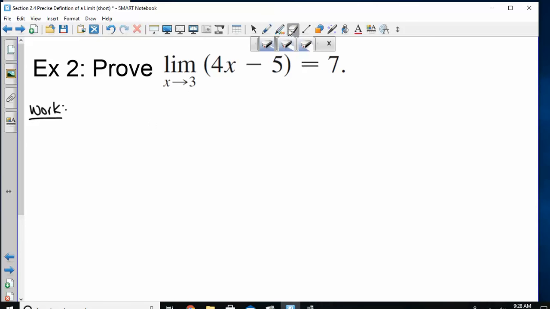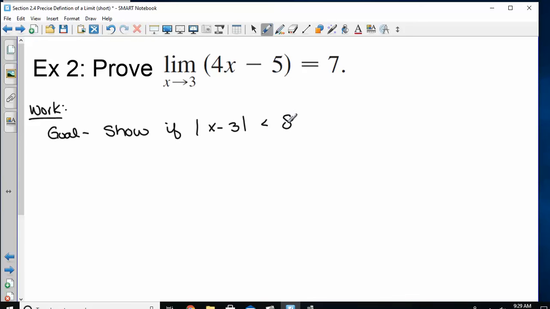Our goal here, what I'm trying to do is show that if the absolute value of x minus 3 is less than some number delta, then the absolute value of f of x, what's my f of x, minus my L, what's my limit, 7, is less than epsilon. This is the definition.